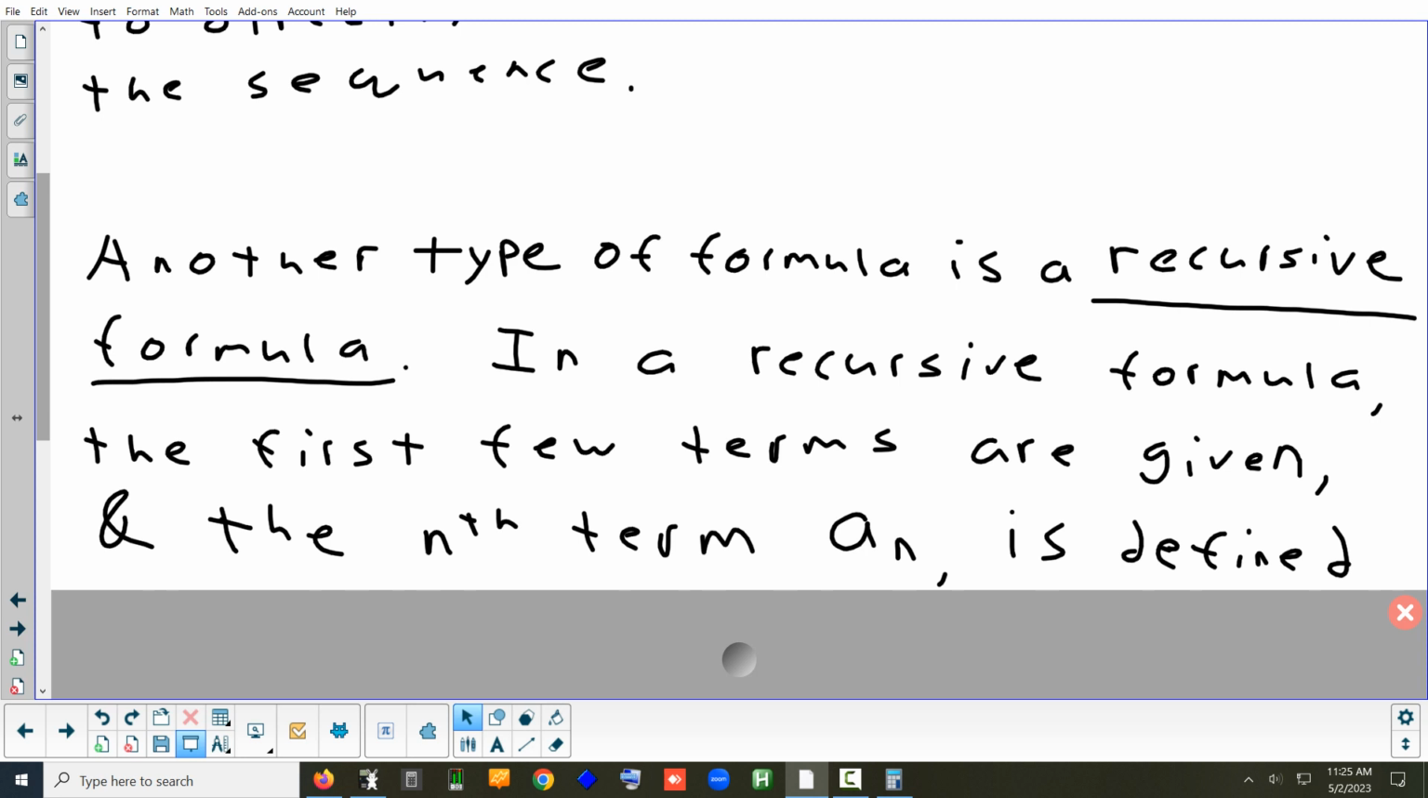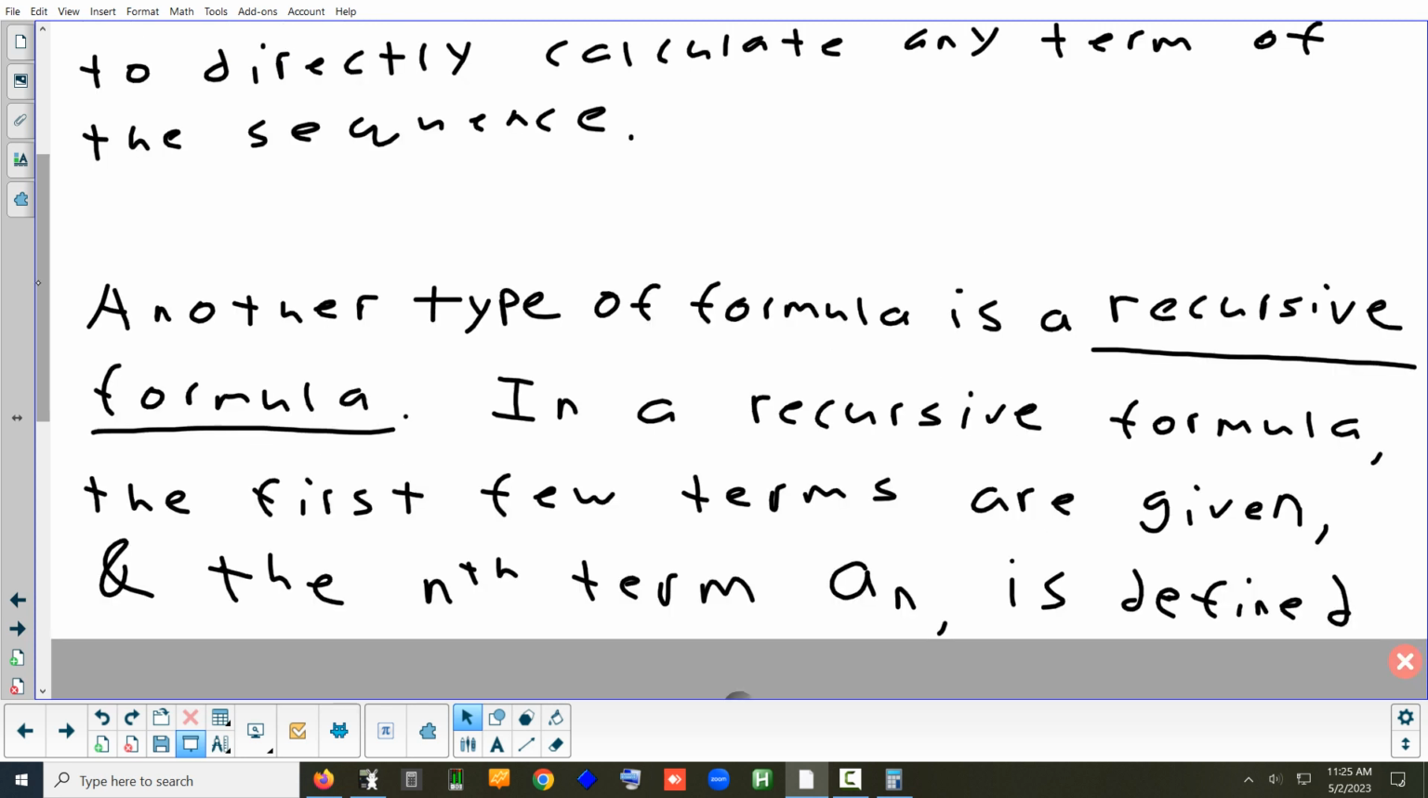So in a recursive formula, since it always depends on the one that comes before it, I have to give you at least the first couple terms. Okay. You could even have a recursive formula that does something like this.